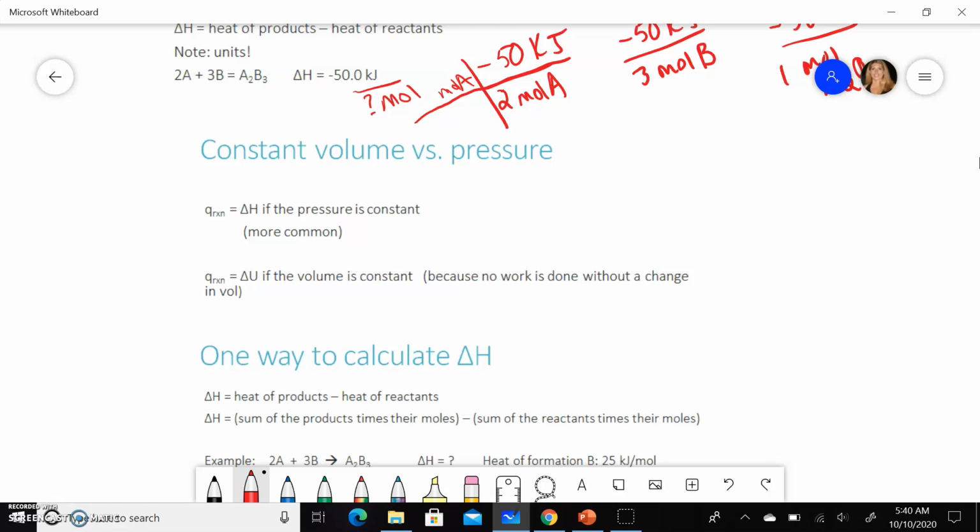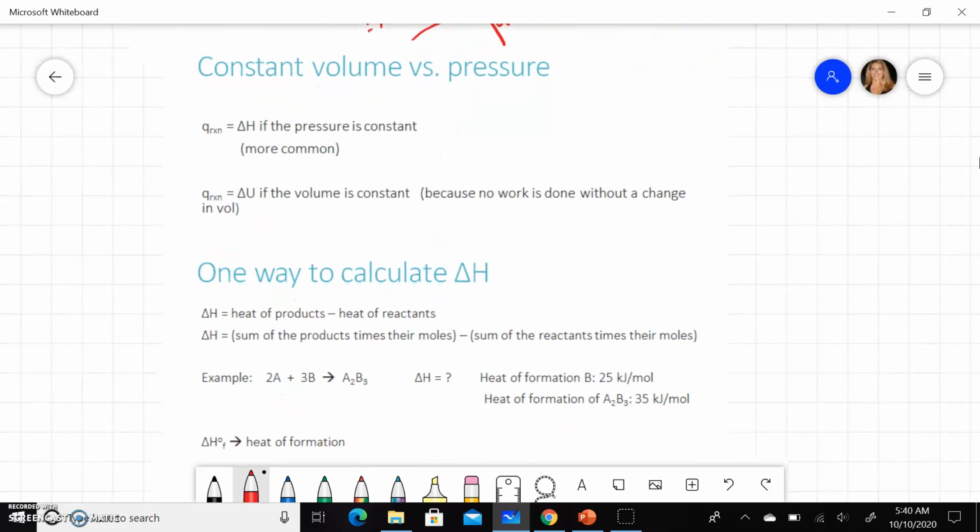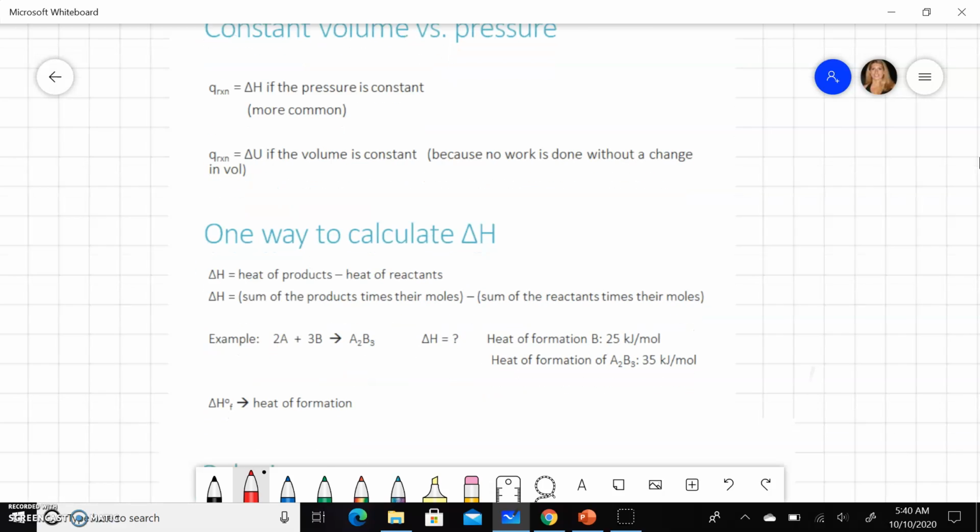Remember, work is negative P delta V. So if there's no change in volume, then there's no work. And so it's just equal to the internal energy, the delta U. If you're starting to get a little confused with all these symbols and equations, I wrote them all down in a summary sheet, and I posted that on Canvas as well. So feel free to use that to help you.